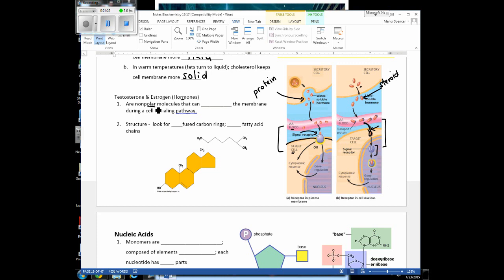So these nonpolar steroids, these hormones like testosterone and estrogen, are going to cross the membrane, and then they'll bind to a receptor that's inside of it, and not just bind to a receptor that's on the surface. When it comes to the structures of steroids, look for, like I mentioned, those 4 fused carbon rings. I attempted to draw it on that first page for you, but there's going to be 0 fatty acid chains. So here's the 4 fused carbon rings that I mentioned.